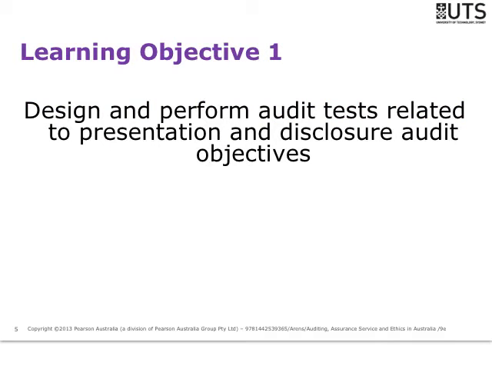Okay, so learning objective 1 is to design and perform audit tests related to the presentation and disclosure audit objectives. Our substantive tests and tests of controls provide evidence on our transactions and balances. That will make up the numbers on our balance sheet, and the numbers on the income statement, and any other accompanying financial statements.